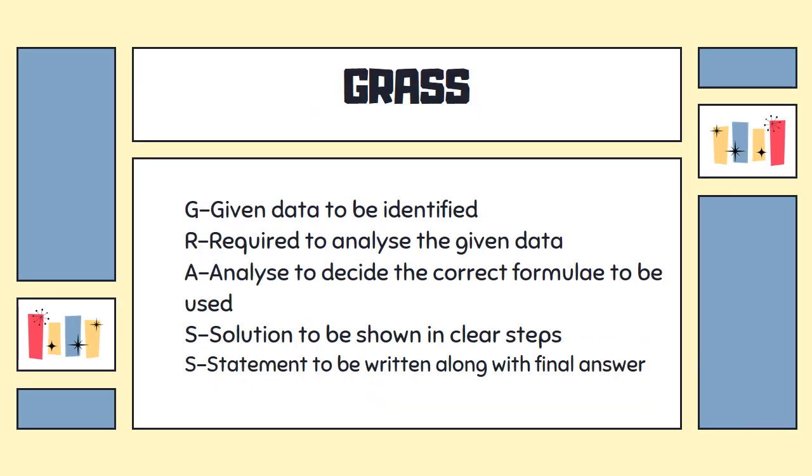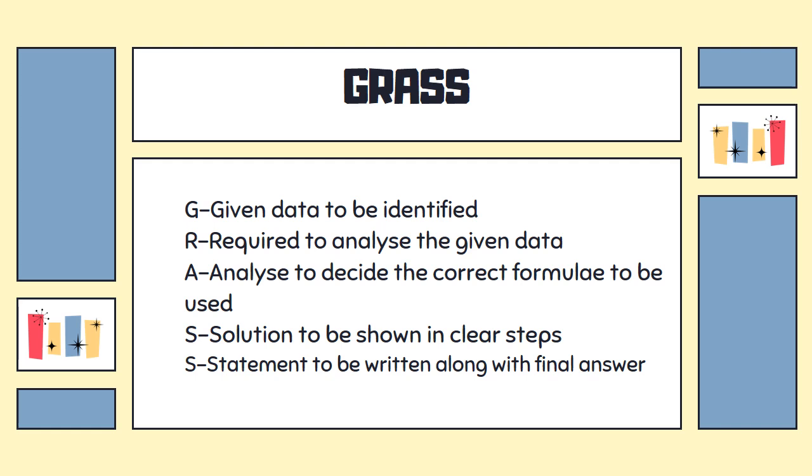Then you have something interesting, GRASS. So G stands for given data. Always for a given question, identifying the given data helps us a lot. So first write down whatever is given, then analyze the given data, as in what is given, whether the length is given, the breadth is given. So do we have to find the height? I just gave an example, it could be anything.